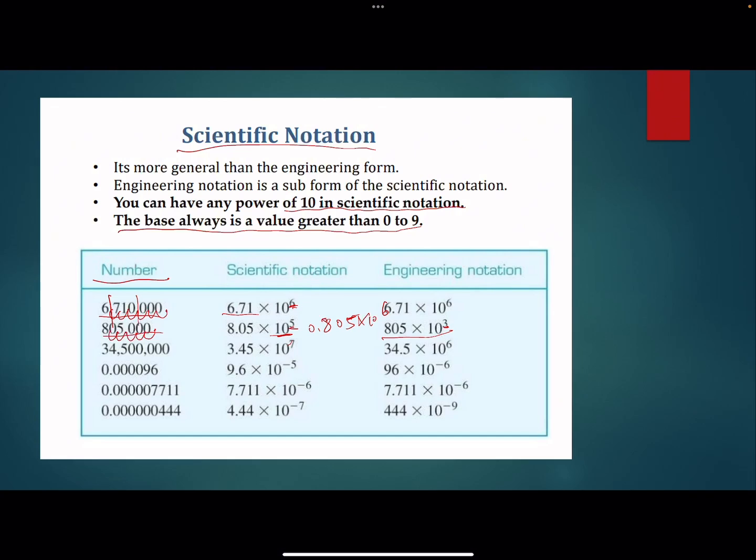That's how we convert large numbers or very small numbers to scientific notation or engineering notation.